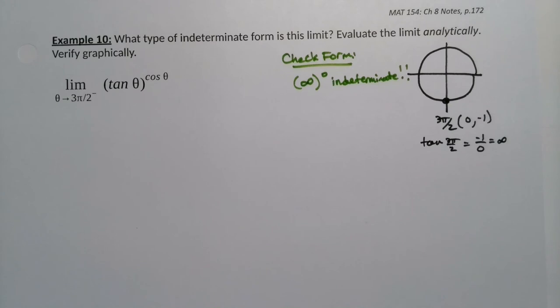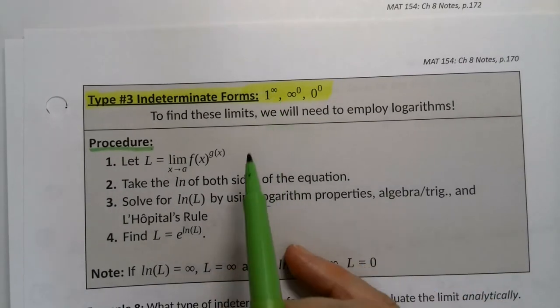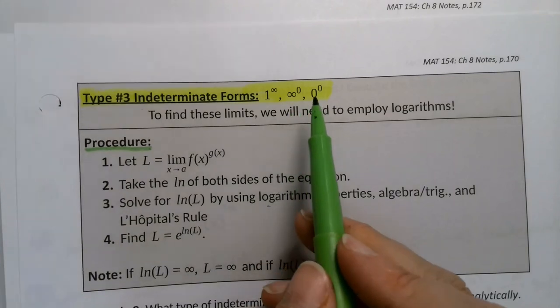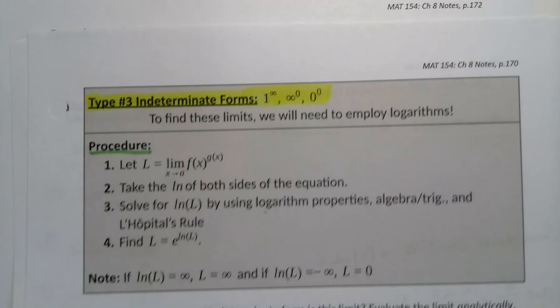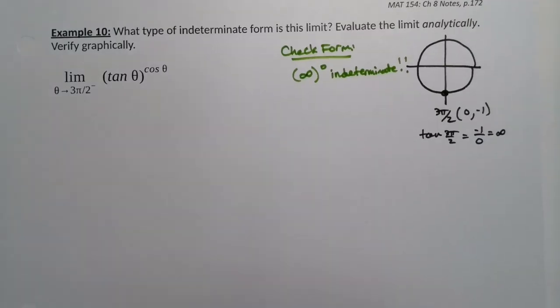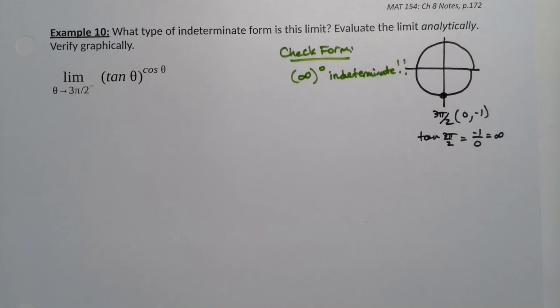Yet again, we have another indeterminate form. This is the third type. Remember, there are 3 types of indeterminate forms that use this method. 1 to the infinity, we did that one on this page, 0 to the 0, which was that example, and then infinity to the 0, which is this last one. Infinity to 0 isn't necessarily harder or easier. I just have a feeling trigonometry is not going to be your favorite thing ever.